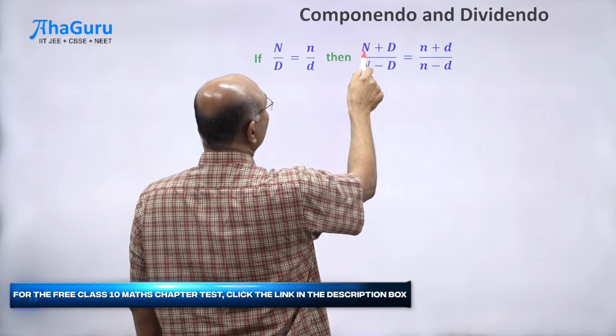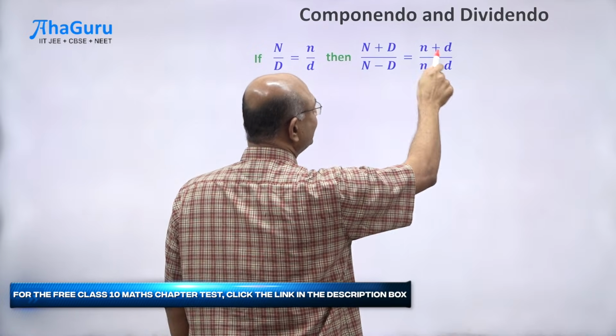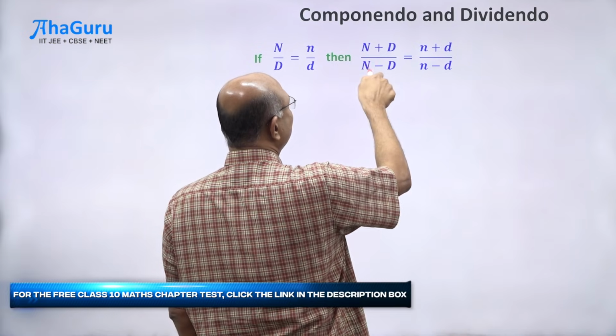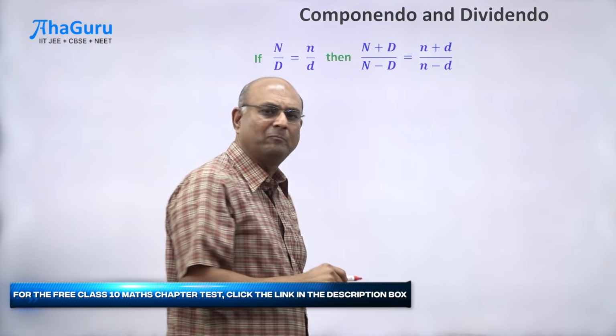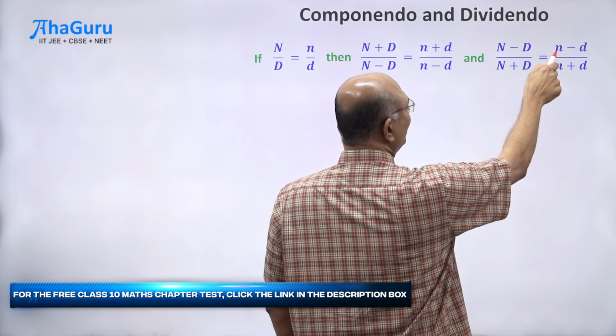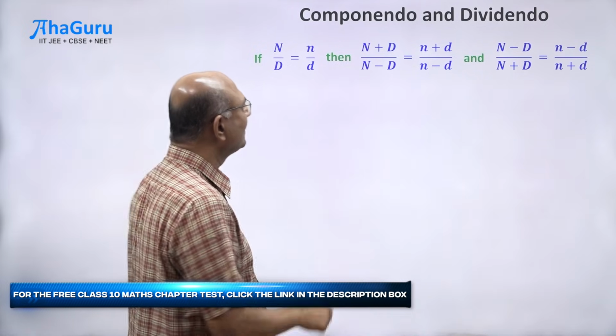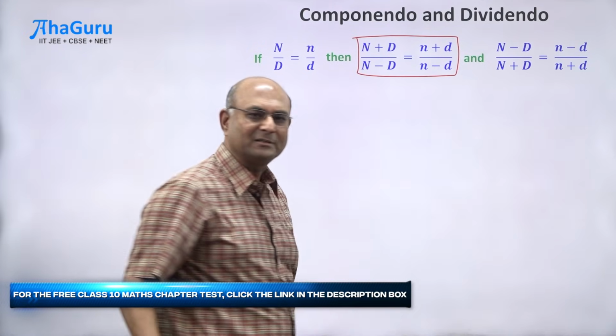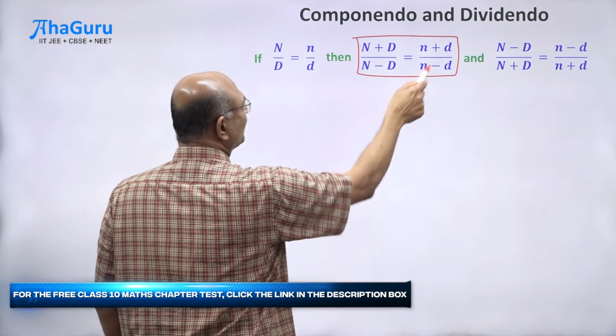So what can you say here? Whatever you are doing with the numerator and denominator on the left, you are doing the same with the numerator and denominator on the right. By the way, instead of saying I will add on the top and subtract in the bottom, you could have done it in the reverse. You could have said n minus d by n plus d is equal to small n minus small d by small n plus small d, right? Basically, we will focus on this because that one is just the reciprocal of this. So we don't need to worry about that.